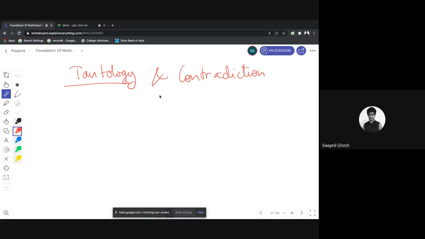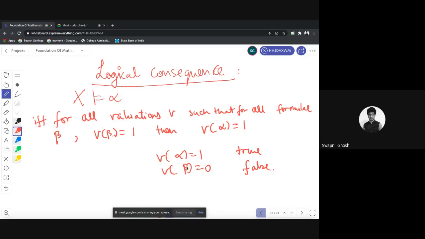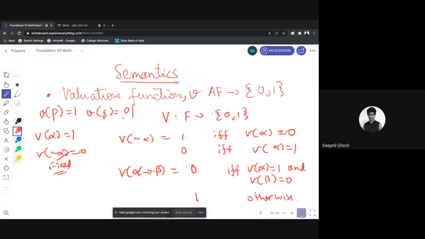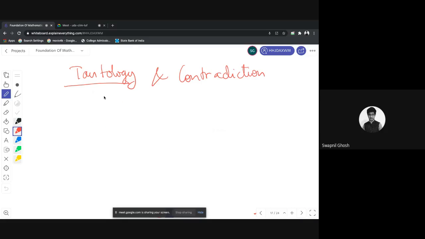For example, let me give an example of what I mean by this, like a semantic valuation function. Look at this. Let us take this formula: alpha implies beta implies alpha. Now I'll be doing a truth table. I hope everyone is familiar with it.